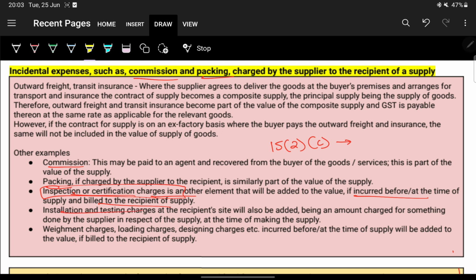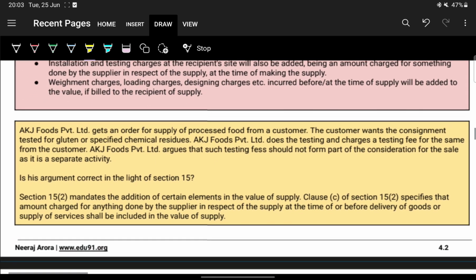Next, installation and testing charges. Again, this is also an incidental expense, being an amount charged for something that is done by the supplier in respect of the supply at the time of making the supply. Next, payment charges, loading charges, designing charges, all these are incidental expenses. So there's nothing special over here, right? Next, we'll move on to the next example.